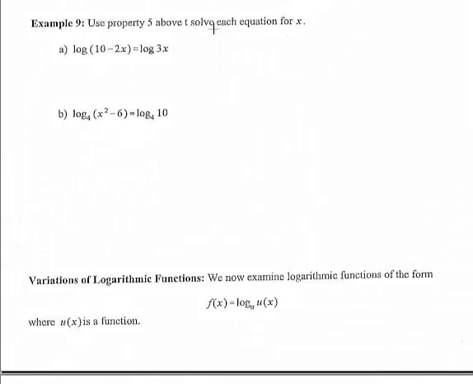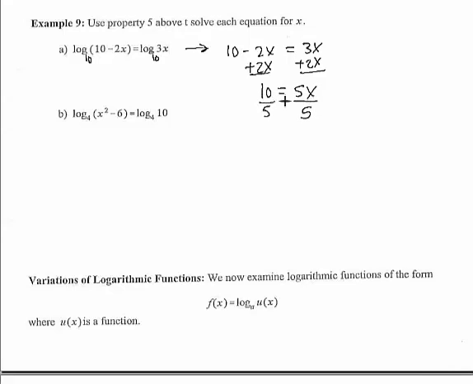Example 9, use property 5 above to solve each equation for x. Property 5 just says if you have two logs equal to one another and their bases are the same, then since the log function is 1 to 1, the arguments must be equal. So 10 minus 2x has to equal 3x. These have to be the same number. So we add 2x to both sides. 10 equals 5x, divide by 5. We get x equals 2.